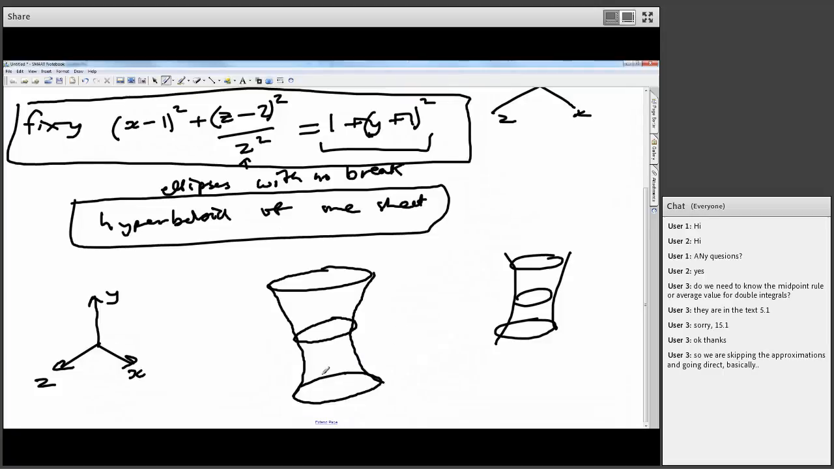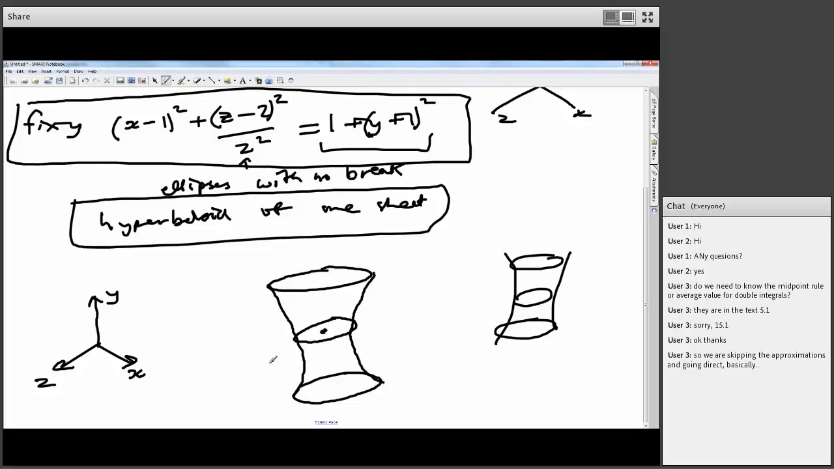So just drawing three traces for different fixed y values. The center is bang in the middle of it here, and that's my rough idea. So that's a hyperboloid of one sheet. We need a few things to make it understandable what it is.